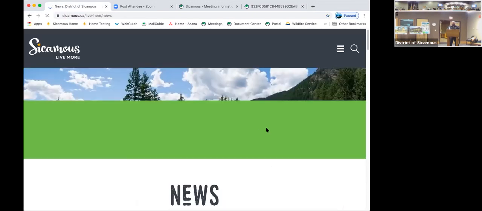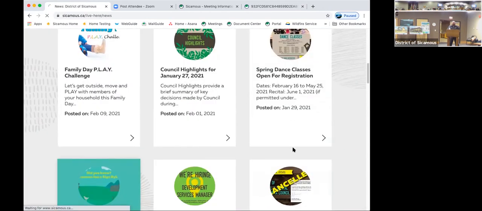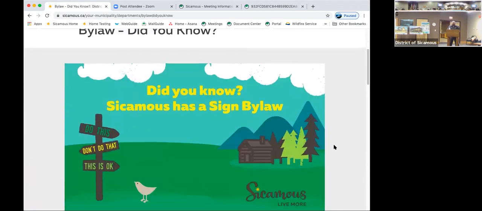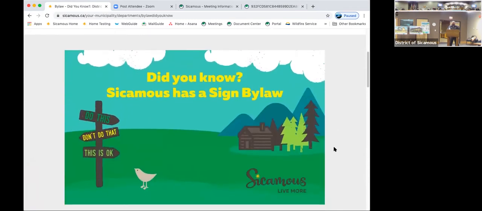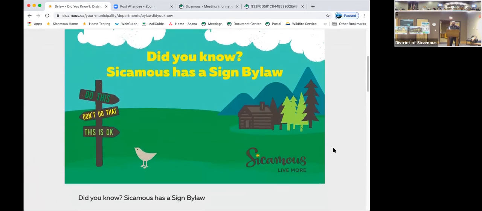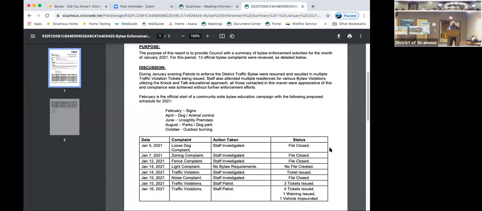Go ahead, Gordon. Yeah, good job, John. I like that education program you have. On that, the unsightly premises one, I know you're going to start in June. Is there any way you can swap the dog one and the unsightly premises around so that in April, usually the snow's all gone and you can actually see what's the unsightly premises, and we can maybe speed up that process? Absolutely. That was just my proposed schedule, just for your education, and that's definitely easy to change around. Thanks, John.